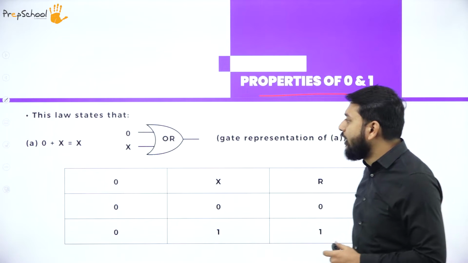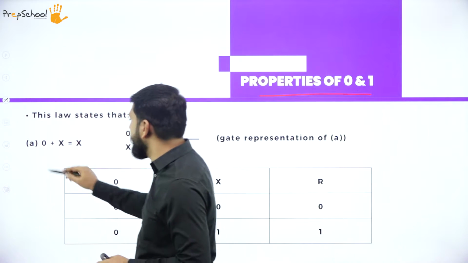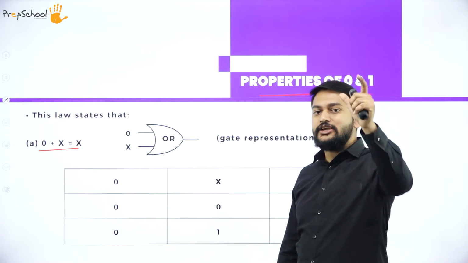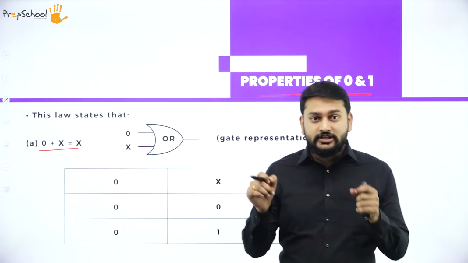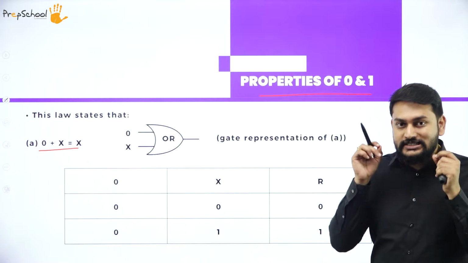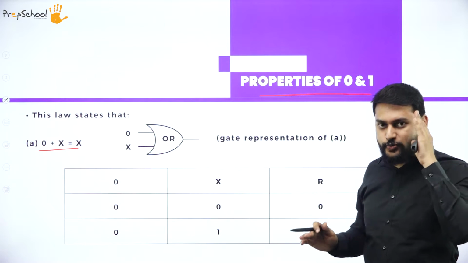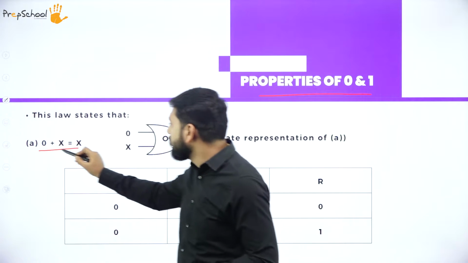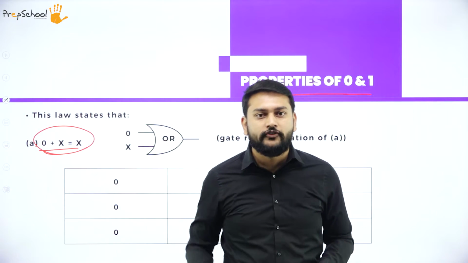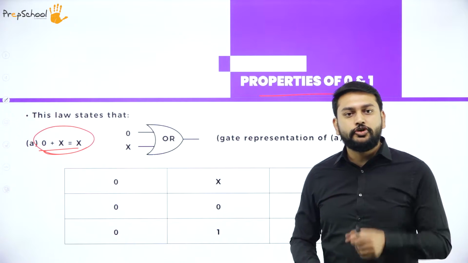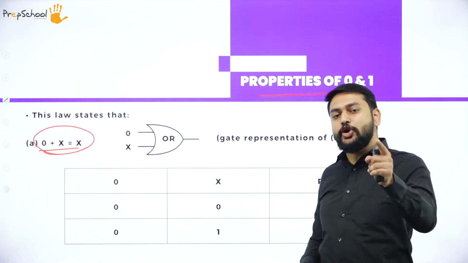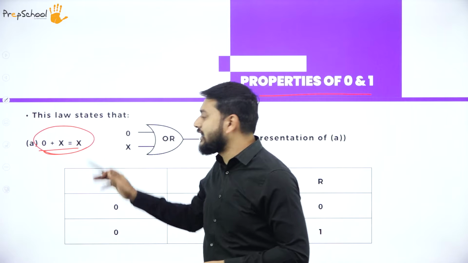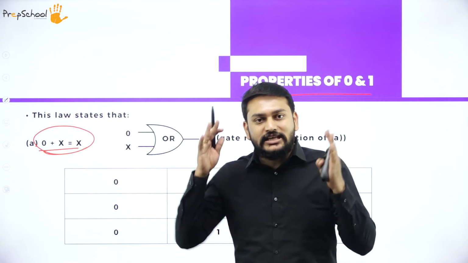What exactly do the properties of zeros and ones deal with? Please understand, I have the first property, that is 0 plus x is equal to x. That is the first property with respect to properties of zeros and ones that you have to remember. So this is going to be very important. Please make a note of it. So how exactly is this 0 plus x equal to x? Let's prove and let's understand this.